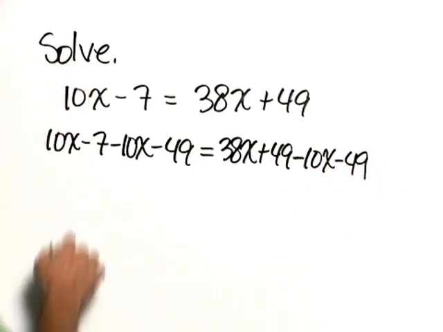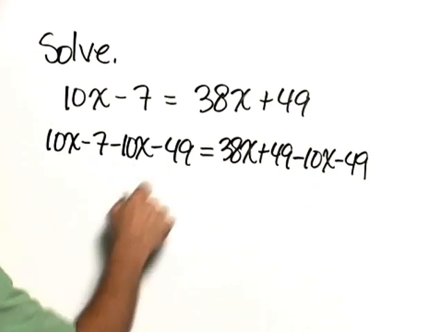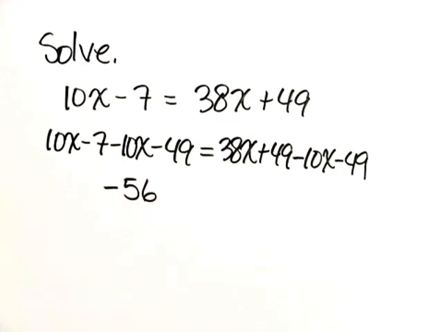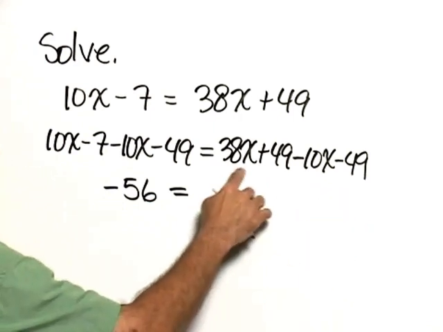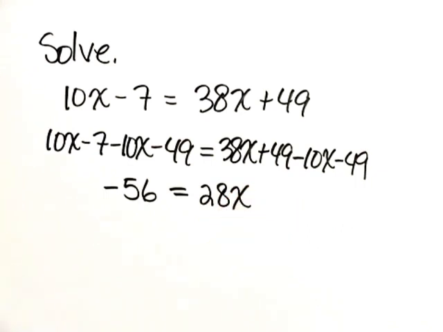On the left-hand side, 10x minus 10x sums to 0. Negative 7 minus 49 is negative 56. On the right-hand side, the 49 minus 49 sums to 0. 38x minus 10x is 28x.